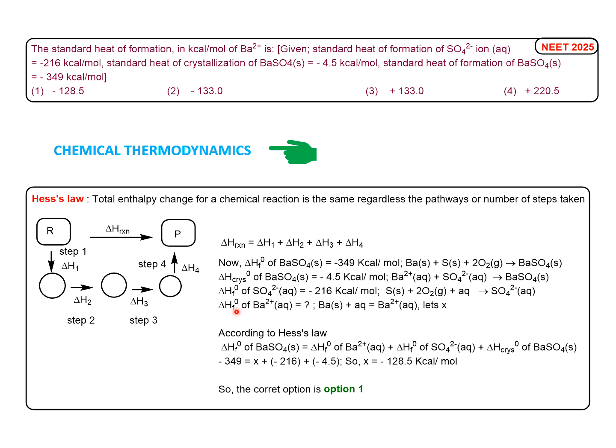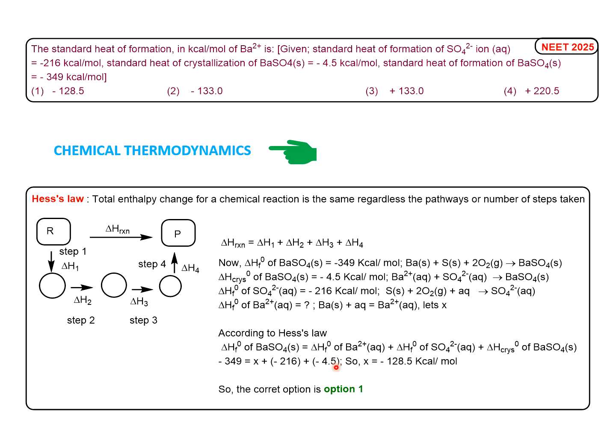Now delta HF0 for barium 2 plus aqueous is what we have to calculate. Barium solid goes to barium 2 plus aqueous. So let's consider this is X, and we have to find this value X. According to Hess's law, delta HF0 of BaSO4 solid is equal to delta HF0 of Ba2 plus aqueous plus delta HF0 for SO4 2 minus aqueous plus delta H crystallization 0 of BaSO4.